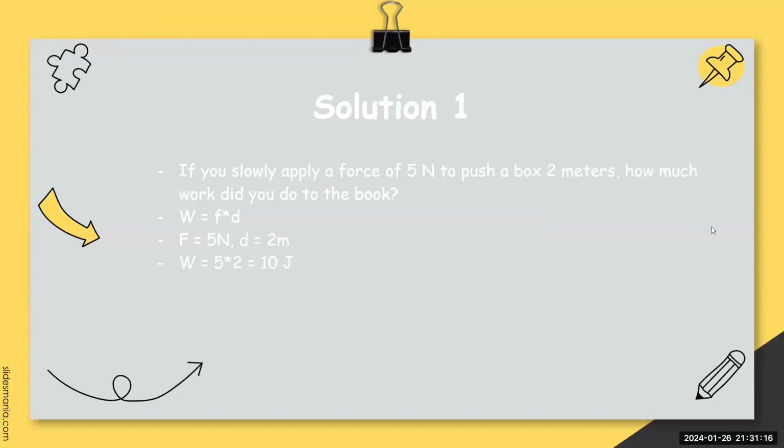And so here's the answer. It's a pretty simple problem. The work is equal to the force times the distance, and the force is 5 newtons, and the distance would be 2 meters. So you multiply them together, and you get 10 joules.